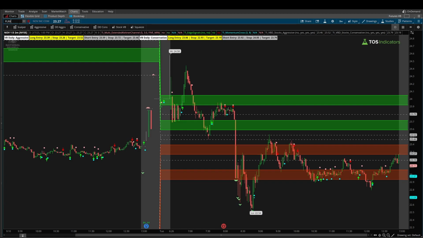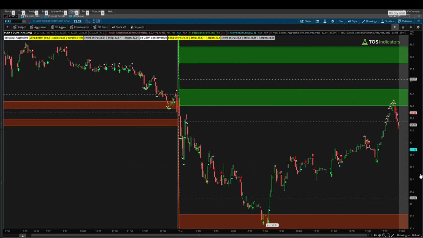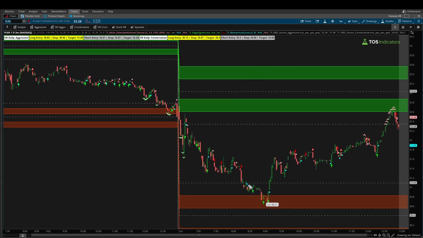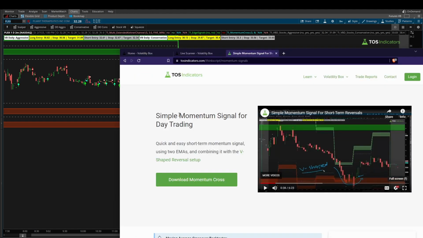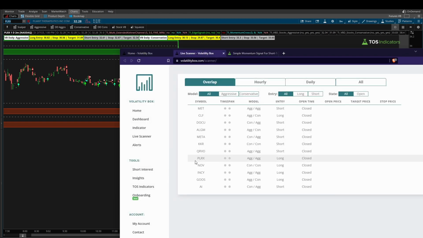Now next up, PLRX. This is a therapeutics company here. Here we did bounce inside of our volatility box clouds, and we did have a nice reversal, but we're missing the Keltner channel wedges. So while this makes the classic fade setup, we can ignore this since we're only looking at all of these trades through our momentum signal setup here, the momentum reversal setup.